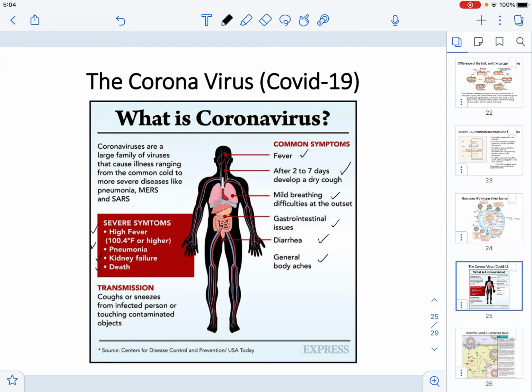Now, when it comes to how COVID-19 and other coronaviruses are transmitted, so far it is understood that it is through coughs or sneezes from an infected person, or if an individual has touched a contaminated object.